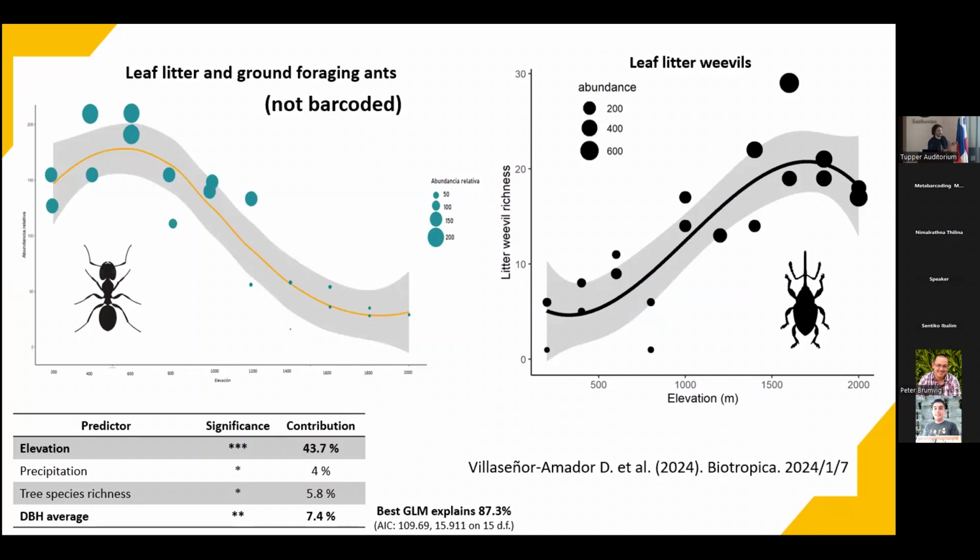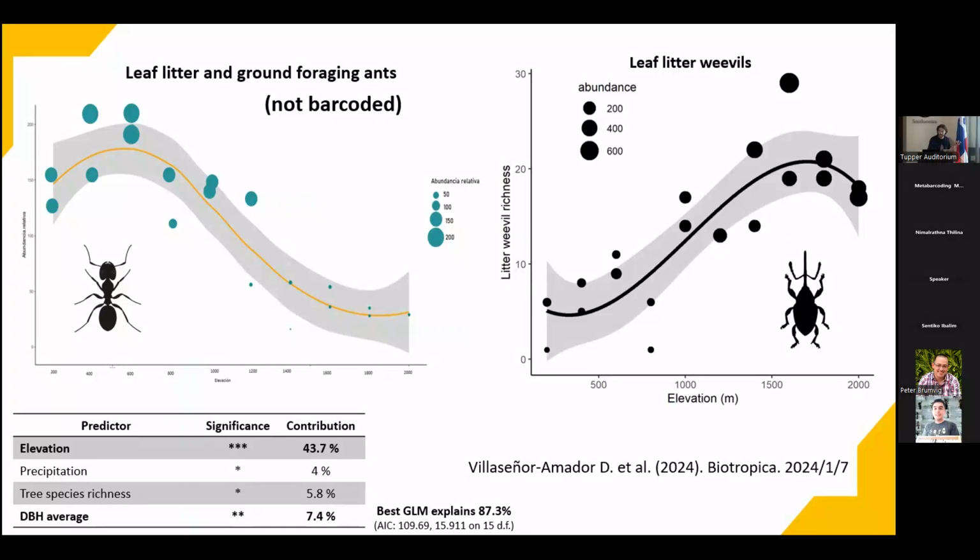The ants are behaving as they should. We know very well that the highest richness and species density for ants is in the mid or lower mid elevations, between, let's say, 800 to 1,000 meters. Their distribution is best explained by elevation, but also by tree species richness and by tree size.